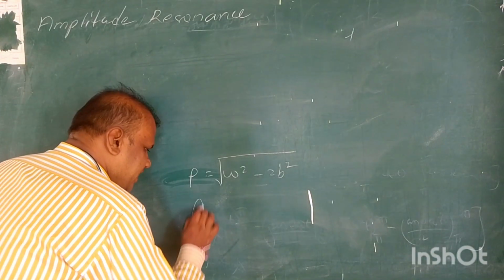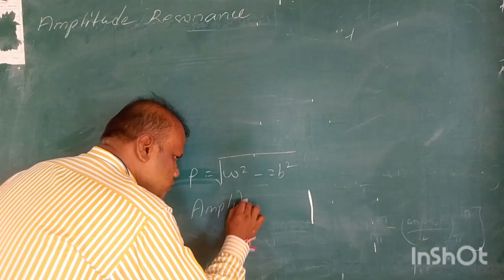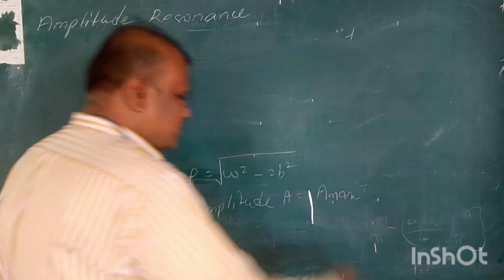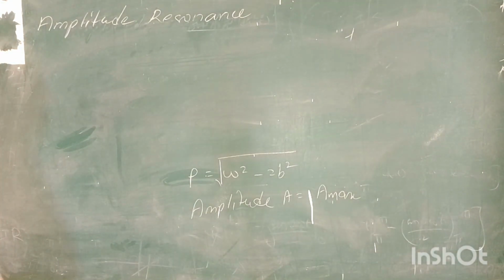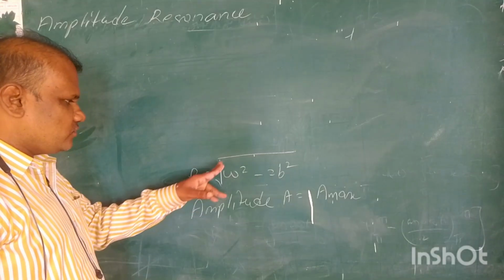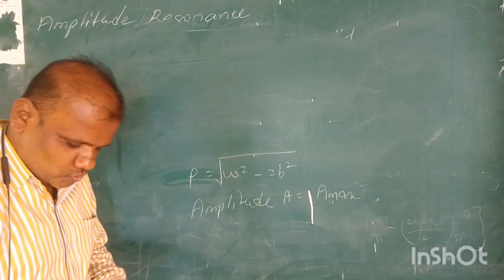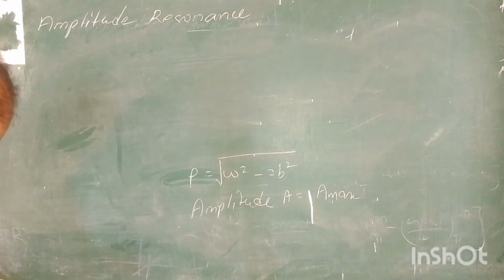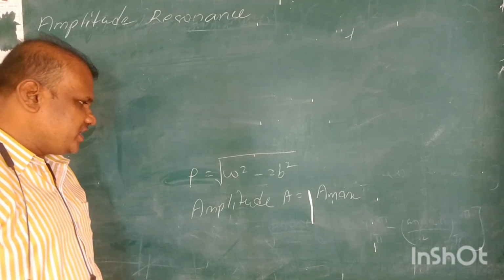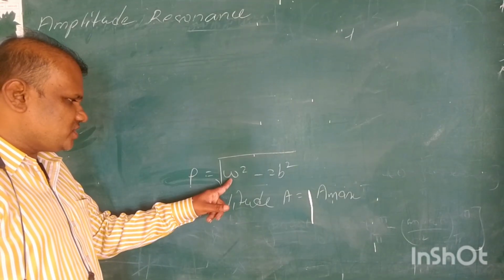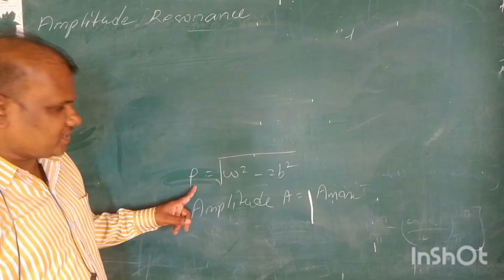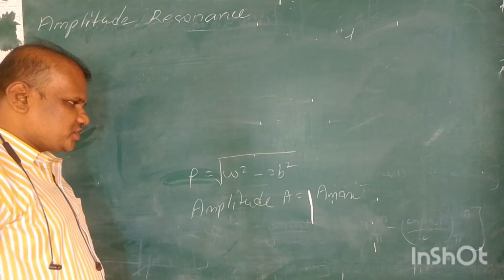Then the amplitude. So the amplitude capital A becomes maximum in case of a forced oscillator when the applied external force angular frequency p becomes equal to under square root of omega square minus 2b square. Then the amplitude of the forced oscillator becomes maximum. Here omega is nothing but the natural frequency of the oscillator and p is nothing but the angular frequency of the applied external force, and b is related to the frictional coefficient.